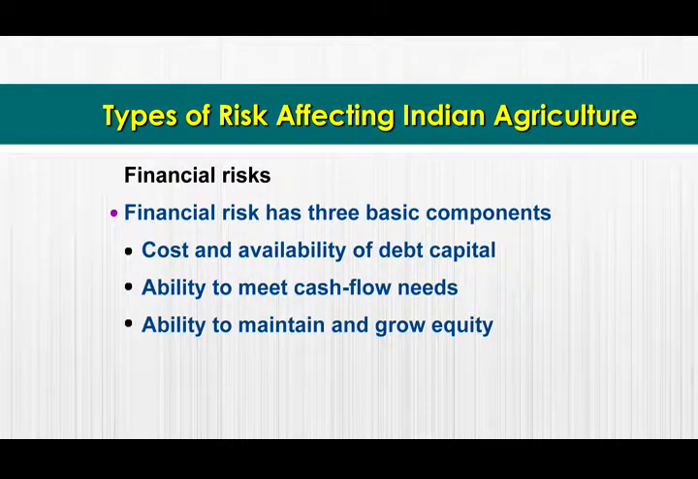The third risk is the financial risk. Now, there are three basic components in the financial risk. One is the cost and availability of debt capital. The second is the ability to meet the cash flow needs in a timely manner. Then we also have to maintain the equity or assets at the farm level. So, there is a need to avoid the financial risk.